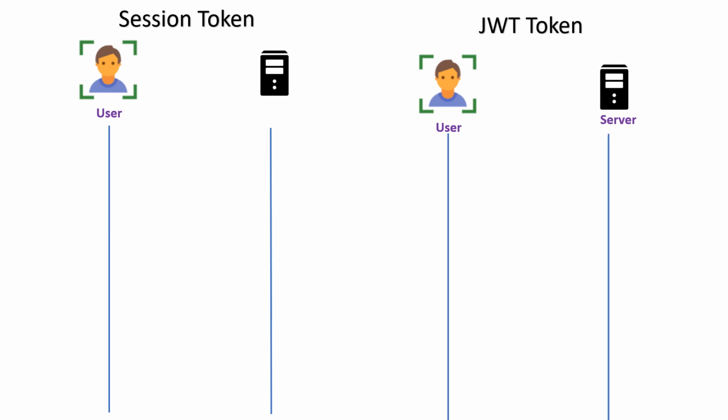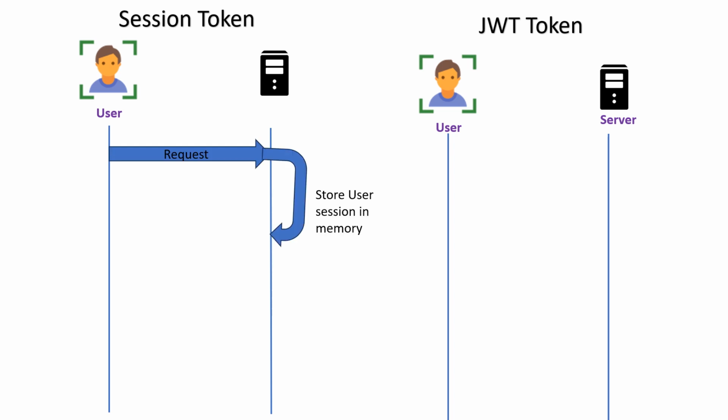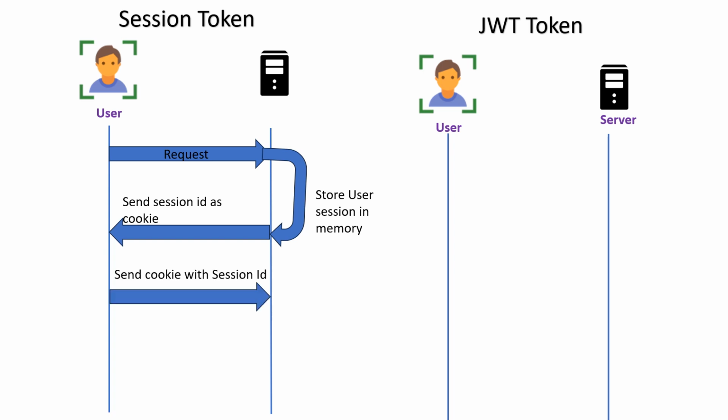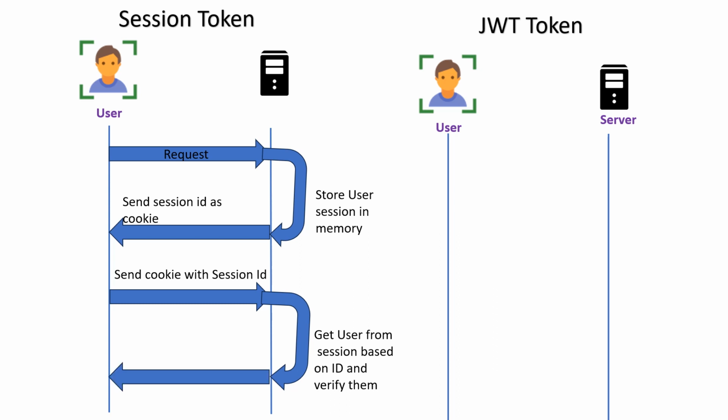So we know that in case of a session token, the user will send a request to the server, and the server will store that session in memory and send back the session ID as a cookie to the user. And then when the user makes the next request, it is going to send the session ID in the cookie along with the new request. So now the server will get the user from the session ID, verify that this is a returning user, and give them the response back.